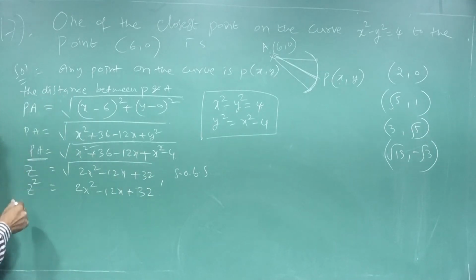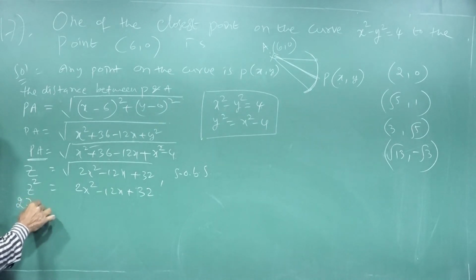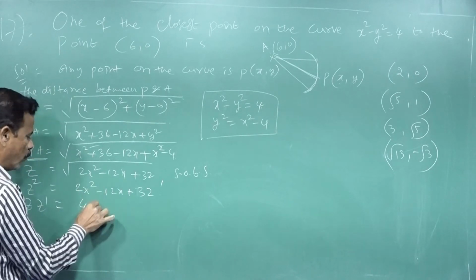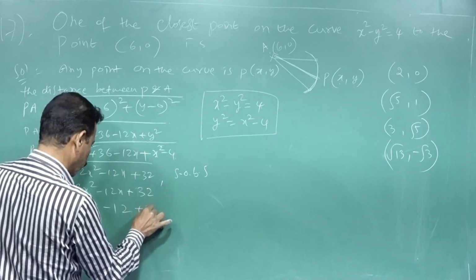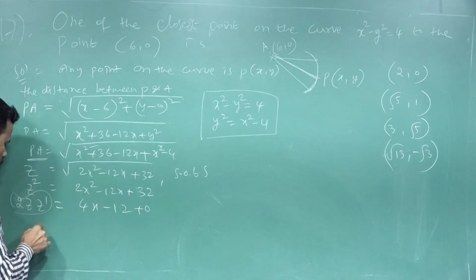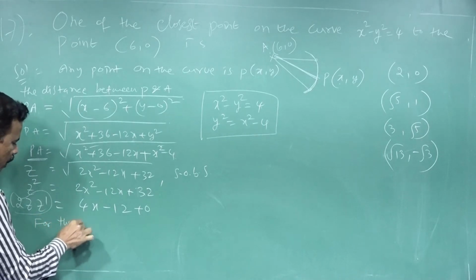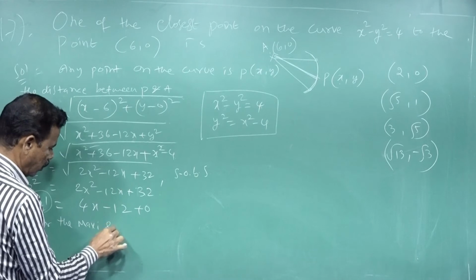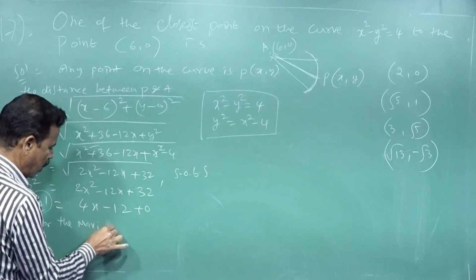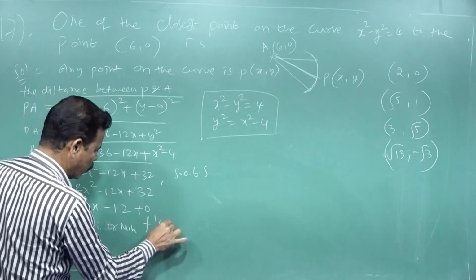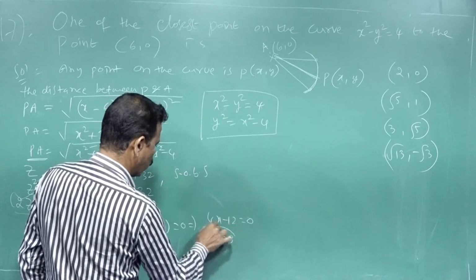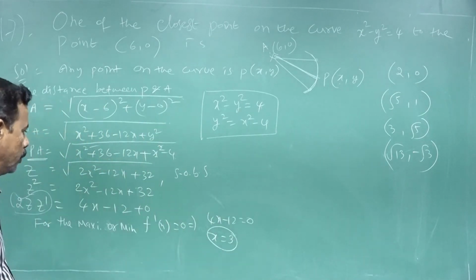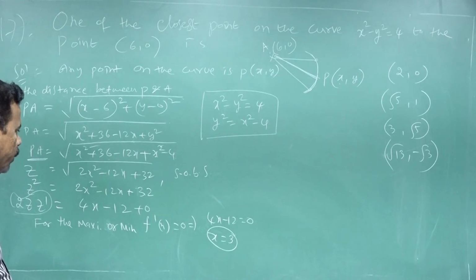So for the maxima or minima, the first derivative should be 0. 2z z dash is equal to 4x minus 12 plus 0, and the 32 becomes 0. So this is for the maxima or minima, f dash x is equal to 0. Then 4x minus 12 is equal to 0, whereby x is equal to 3. We get only a single value, x is equal to 3.